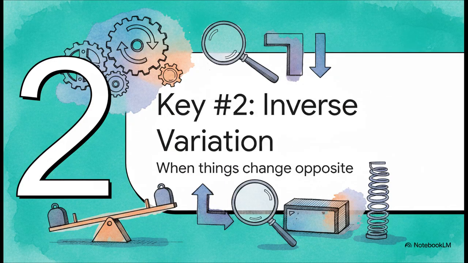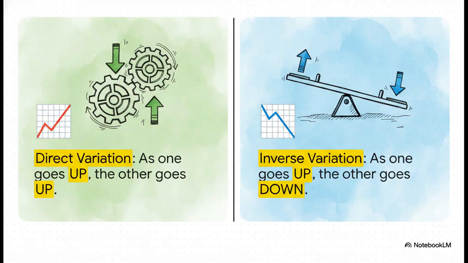All right, we've got our first key. Now it's time for the second one, which unlocks all those situations where things behave like, well, total opposites. This is inverse variation. And honestly, it's really this simple. Direct variation is a more gets you more kind of deal. Inverse variation? That's a more gets you less relationship. They are perfect mirror images of each other.